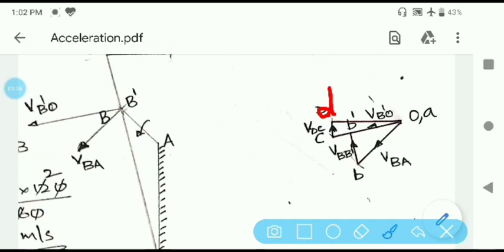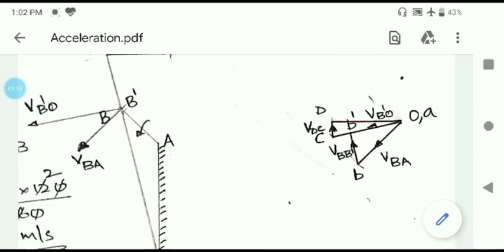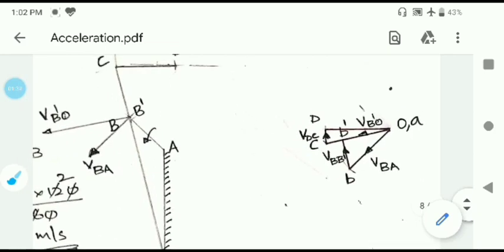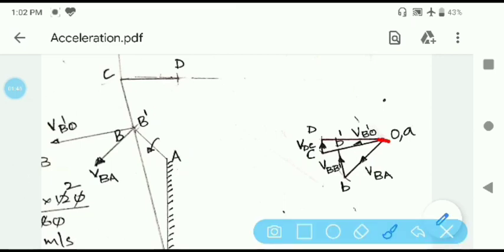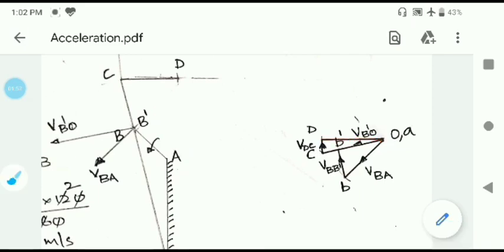Now, as one of the questions, we need to find the linear velocity of the slider or the ram D. The linear velocity of this ram will be the length of the line OAD. The length of this line will give you the velocity of the slider. Since we haven't used any scale factor, the distance that you get can be taken as it is.